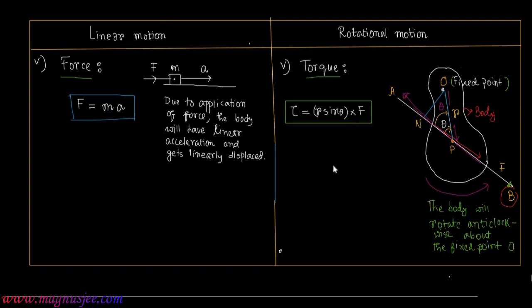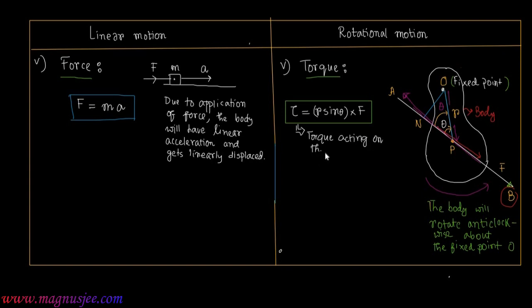And we get tau as R sin theta F, which is the torque acting on the body, which rotates anti-clockwise about the fixed point O.